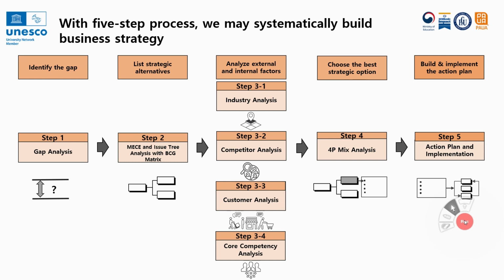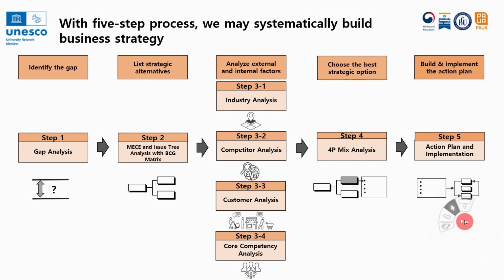So what does 4P stand for? 4P is the marketing strategy covering those 4P areas. 4P is product, price, promotion, and place.